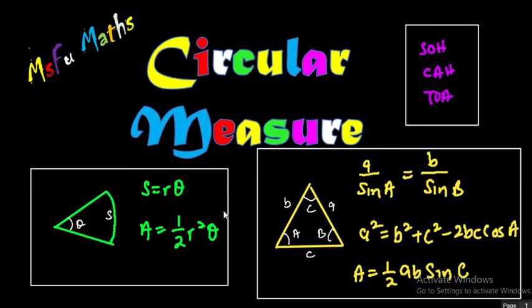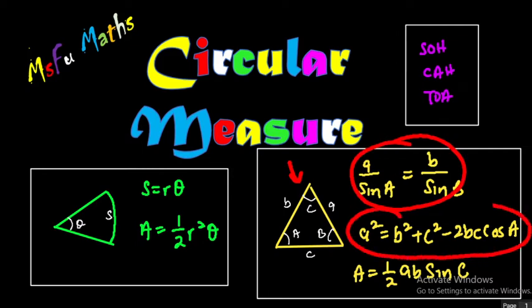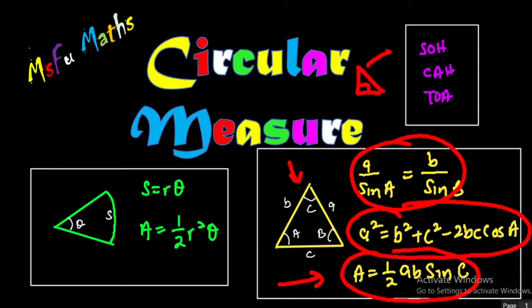And if you have a triangle like this, we can apply the sine rule. We can also apply the cosine rule. And we can find the area of the triangle by using this formula. But if you have a right angle triangle, straight away think about the trigonometric ratio, SOHCAHTOA, whatever you want to call this. Okay, so let's get started.